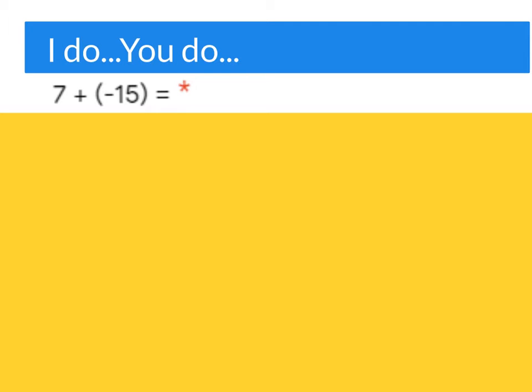Alright, these are the I do, you do answers for addition and subtraction of integers. This is 7 plus negative 15. The way I try to teach it is they're not on the same team when you're adding these together, so they don't get along, so they fight each other. So what we do is we actually subtract their absolute value. 15 minus 7 gives us a difference of 8.